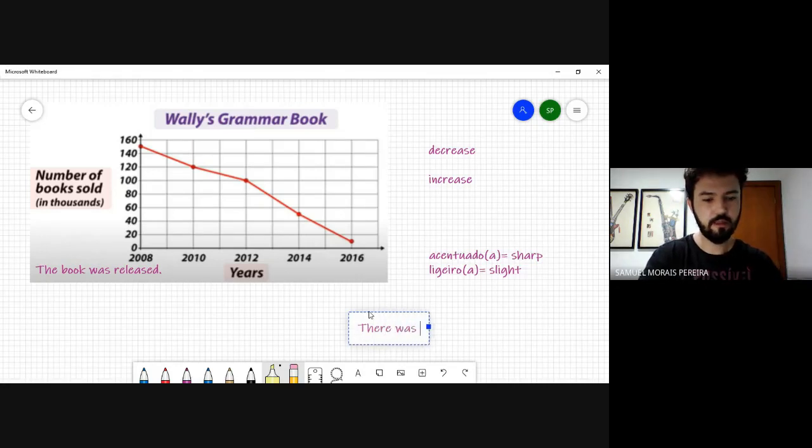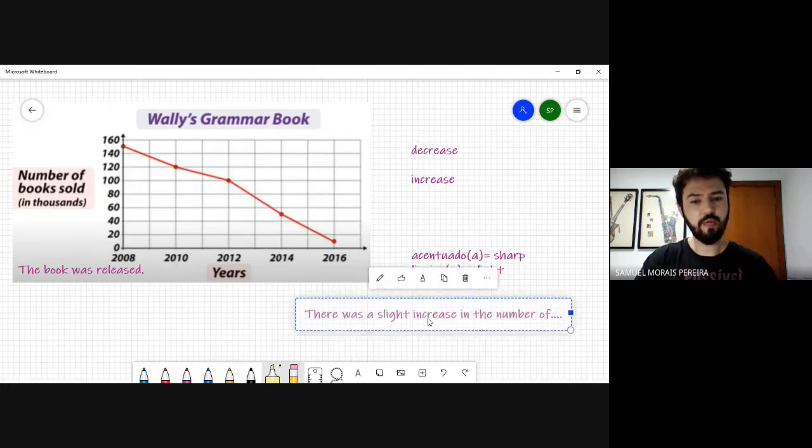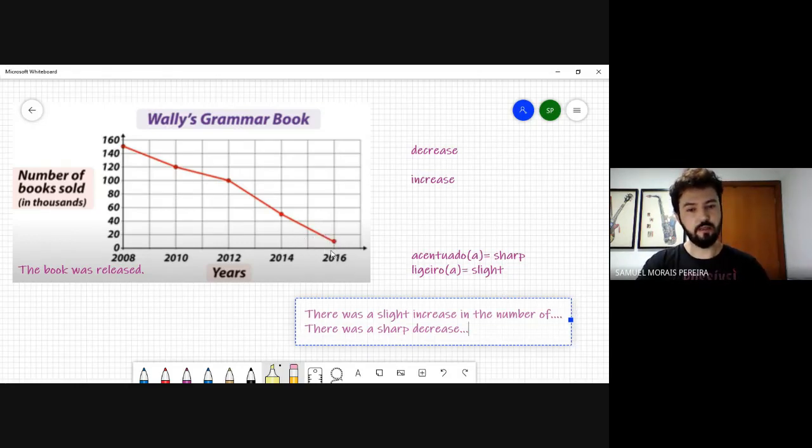There was a slight increase in the number of blá, blá, blá. There was a slight increase in the number of. Houve um pequeno aumento no número de pessoas fazendo inscrição. Sei lá. Vamos supor que eu falo assim, houve uma queda acentuada. Ó. There was a sharp decrease. Houve uma redução acentuada, blá, blá, blá. Então, here you can see, olha, there was a sharp decrease in the number of books being sold in 2016.